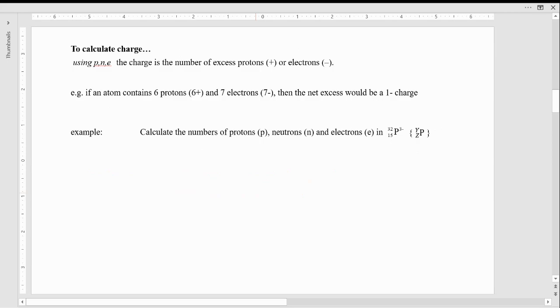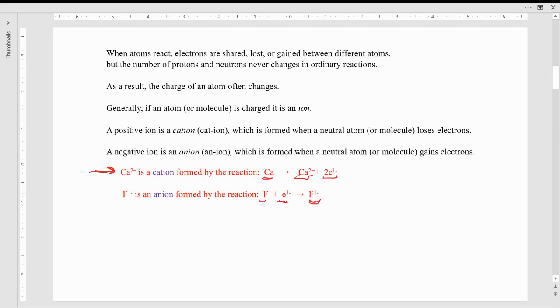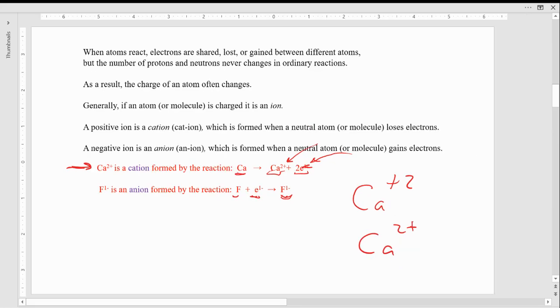To calculate the charge, you basically just need to look at what's going on. If you look here, the one negative, two positive, what they're saying is the number of excess charge. A lot of people would write calcium plus 2, and that's kind of wrong. It's calcium with 2 excess positive charges. It doesn't necessarily mean there are only 2 positive charges, just the excess. For the electron, it's a bad example, there's only one negative charge.